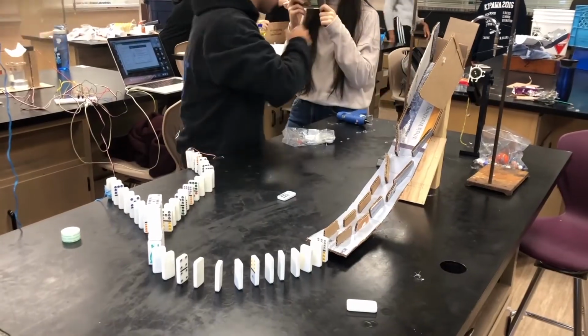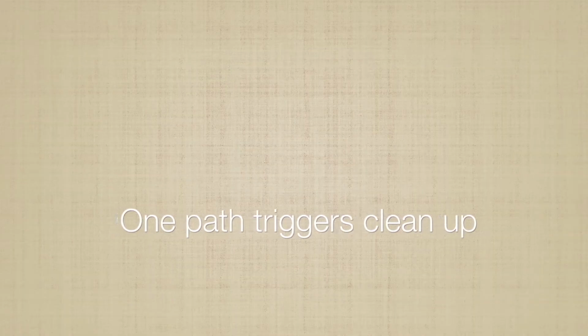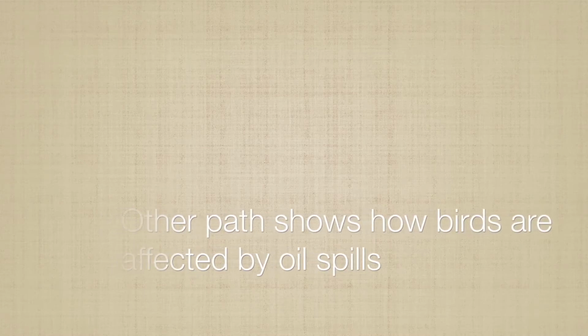After the food chain was interrupted, the dominoes branched out into 2 different paths. One path triggers the cleanup stage, and another path leads to the final effect on how a bird would be affected by oil leakage.